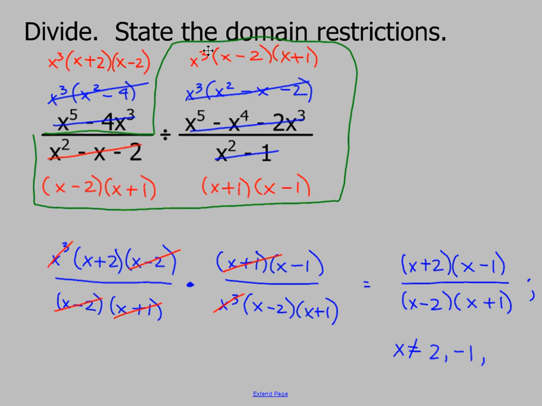Here it can't be 0. Here it can't be 2, but I already have that on my list. Here it can't be negative 1. I already have that on my list. Negative 1's already on my list. Here it can't be positive 1. So I have 4 domain restrictions: 2, negative 1, 0, and 1. So this entire thing is my final answer. Here's what I get when I divide my rational expressions, and here are my domain restrictions. So you should be able to do the homework that's listed over on the right now.